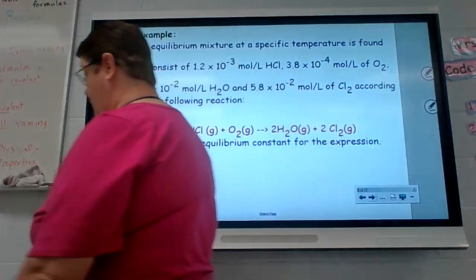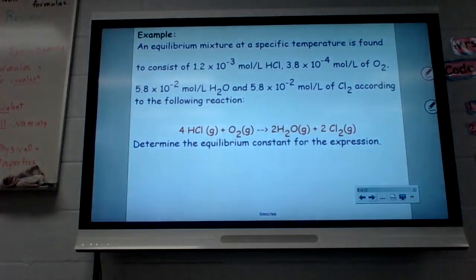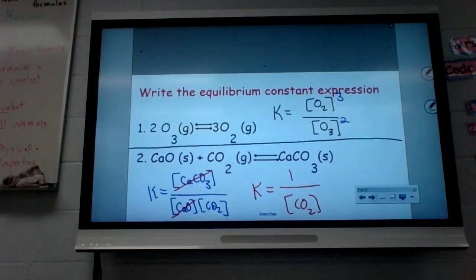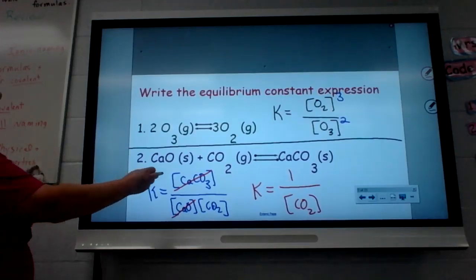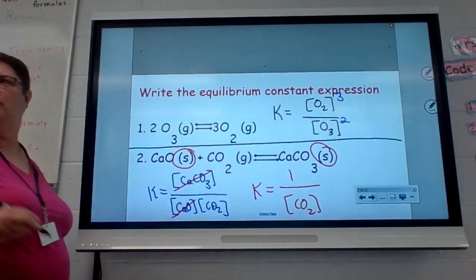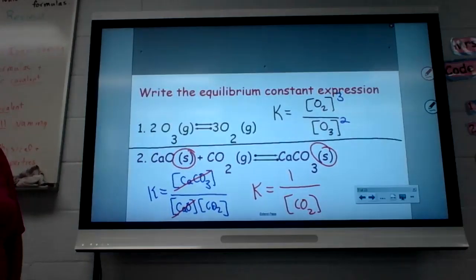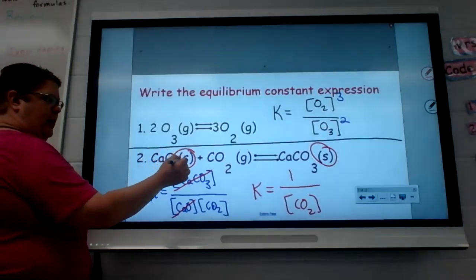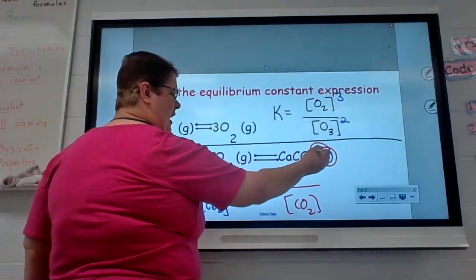Miss Wall, what is that? Write it down. It looks worse than it is. So we probably got about the CaCO3, but we left it 2 because it's not 1. We canceled out this and this because it had a solid and it had a solid. But what happens to the CaCO3? Because it's a solid, it had to go.